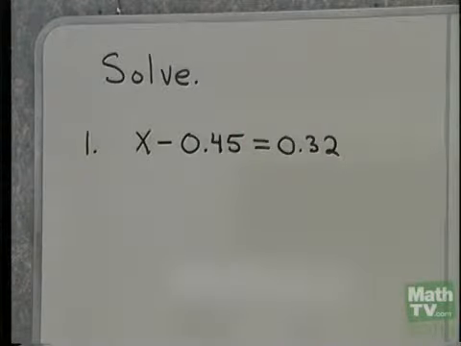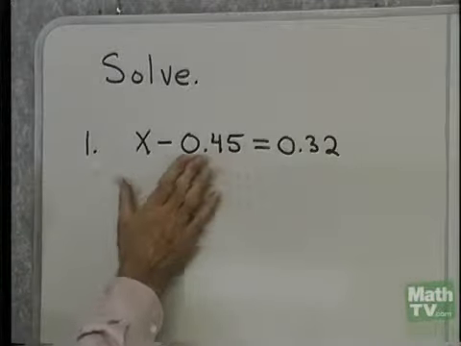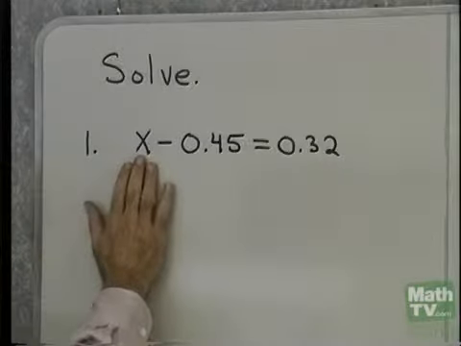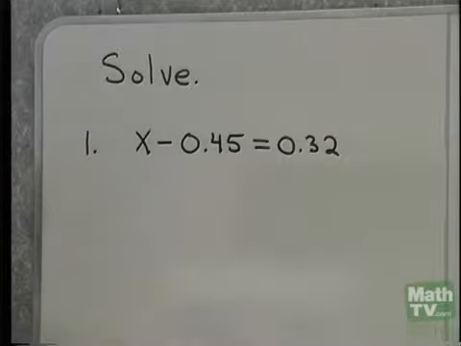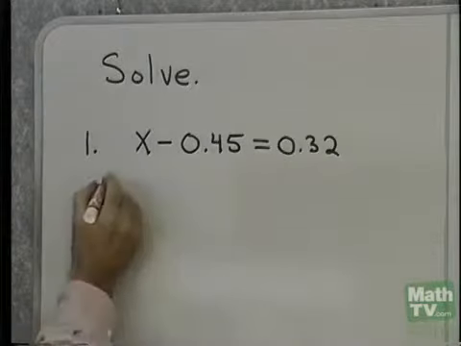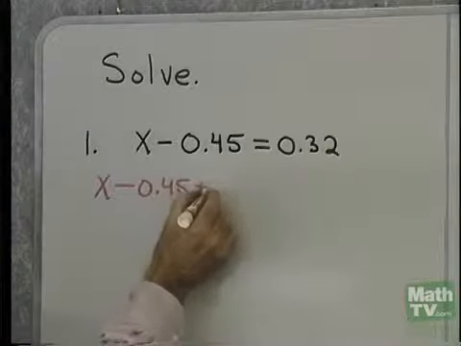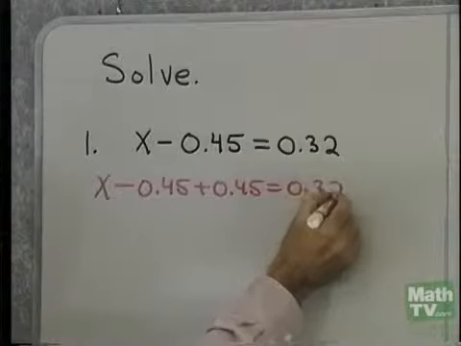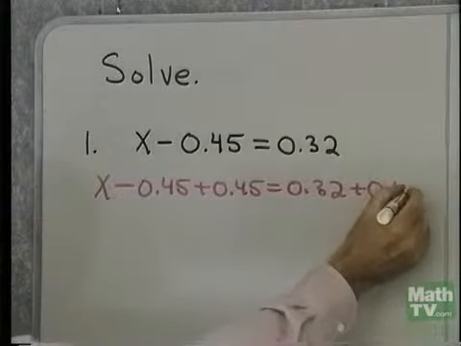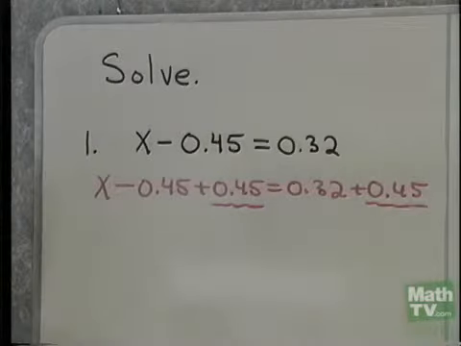So for problem 1, we have x minus 0.45 equals 0.32. Now I want to do just what I've done previously with solving equations, and that is isolate this variable on the left side of the equation. To do that, I want to get rid of this 0.45, so I'll add its opposite to both sides of the equation. x minus 0.45 plus 0.45 equals 0.32 plus 0.45. So you see I've added 0.45 to both sides of the equation.